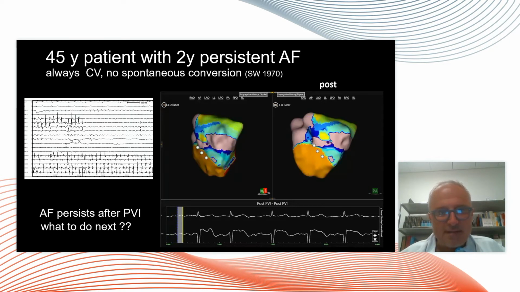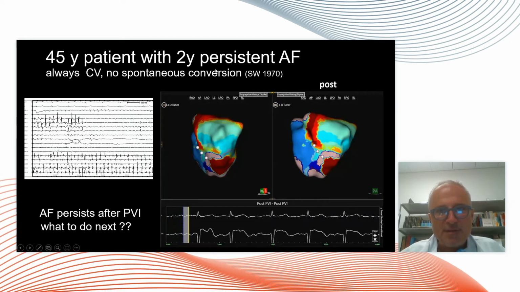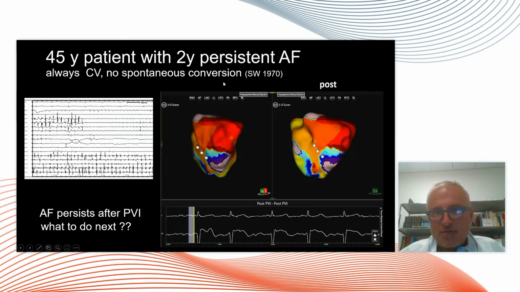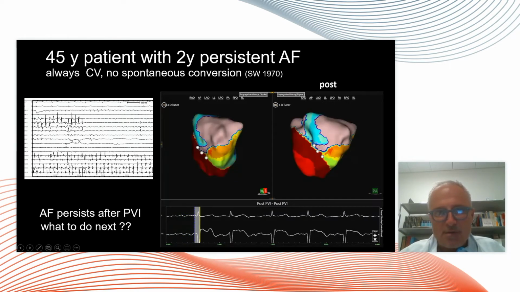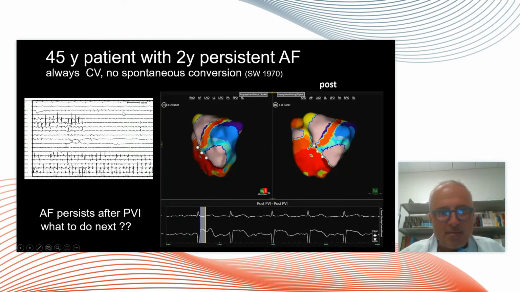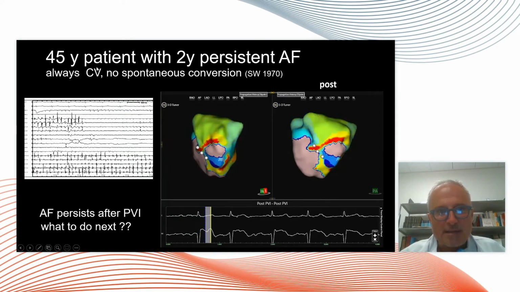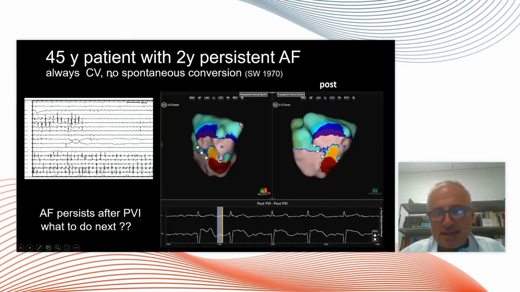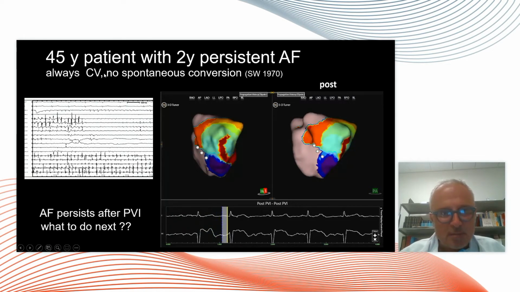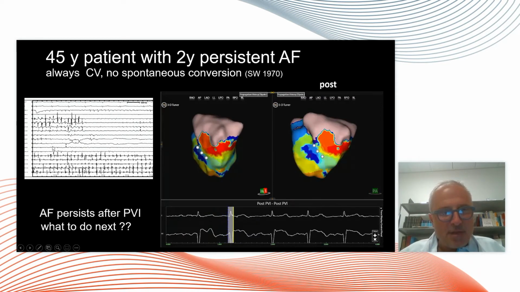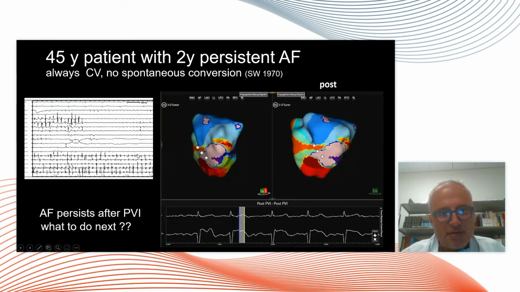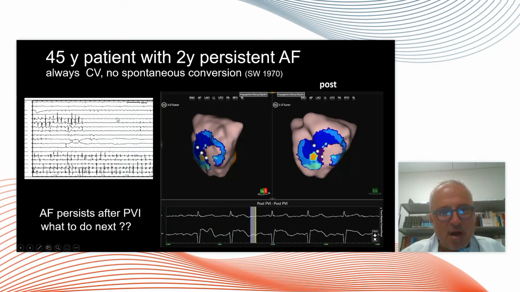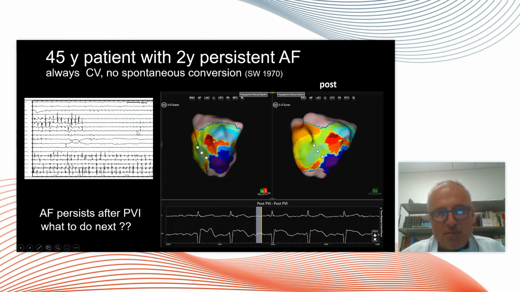I showed you that example before, a patient with persistent atrial fibrillation. He was treated 4 years ago, so I know his result, and it's really stable. The patient always required electrical cardioversion to restore sinus rhythm. He never converted spontaneously. And you see here the lasso signals disappeared during PV isolation, but the fibrillation continued after PV isolation. This is the clinical problem that we often face in our practice.